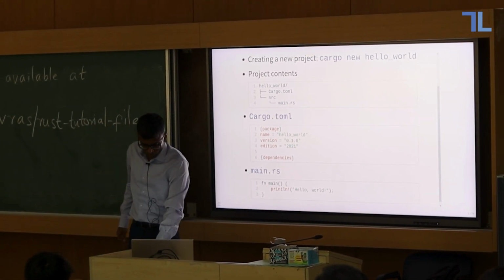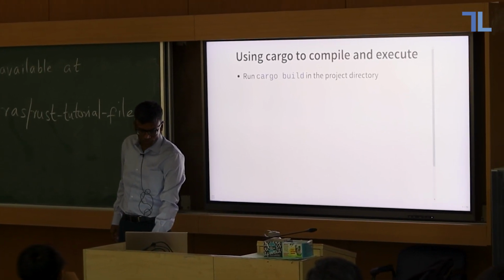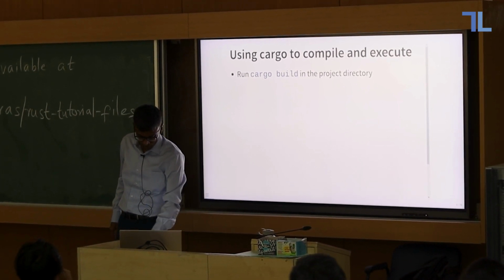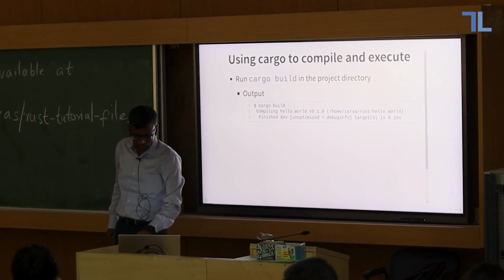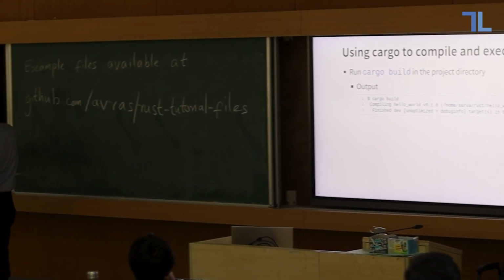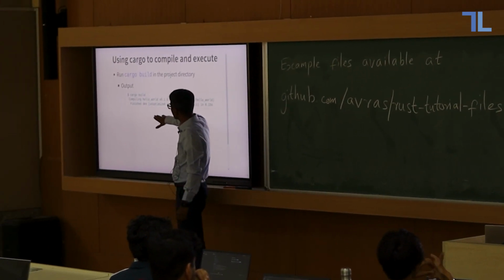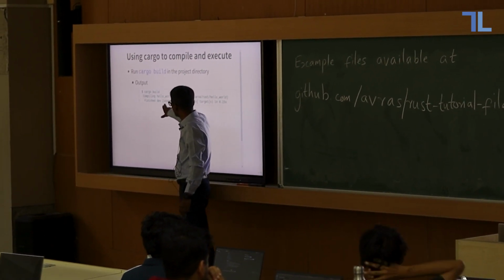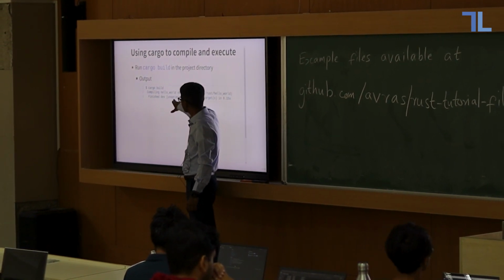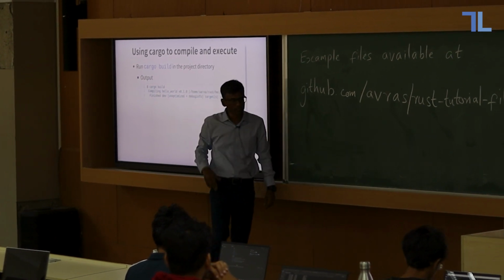So cargo is useful for many things. You can also compile and execute using cargo. If you just run cargo build in the project directory, it will compile the binary, and the output looks something like this. When I say cargo build, I get some compiling hello_world, and there is some strange phrase here. It says unoptimized and debuginfo target in 0.15 seconds.